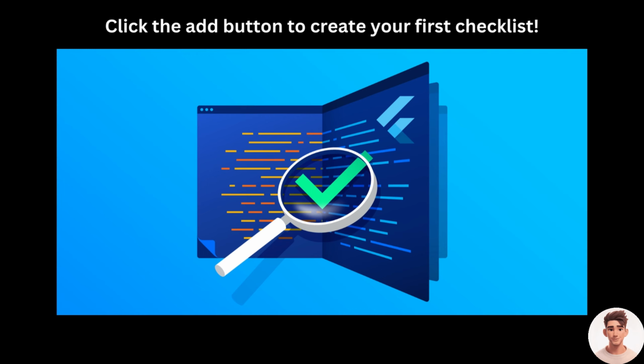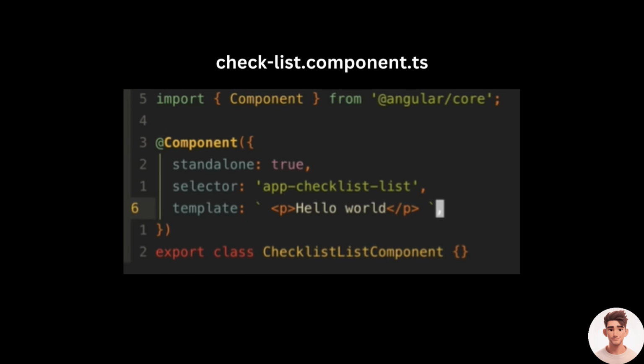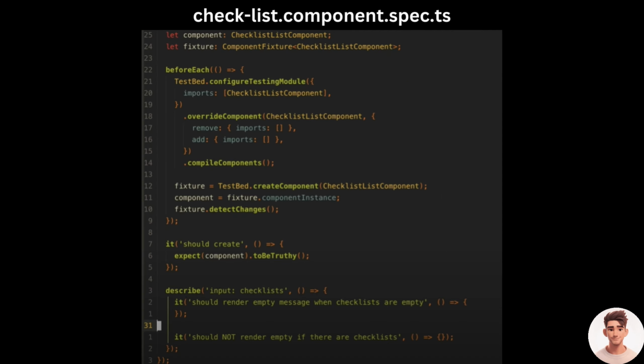So, how do I make this happen? Well, I'm going to have a checklist list component that displays the user's checklists as well as the no checklist message if none have been supplied. I've created an empty component and I have an empty test file. I prefer a test-driven development approach, so I like to write the test first.